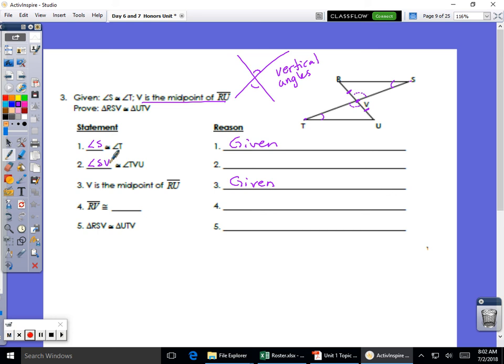Angle SVR. Technically, if you go in the other order, it's not going to hurt anything. But when we talk about triangle congruence, they have to be named in the same exact way. So I just want us to practice. If I'm going from this angle T to V to U, I'm going to start at S to V to R. Okay, so how do I know those angles are congruent? Because they are vertical angles.